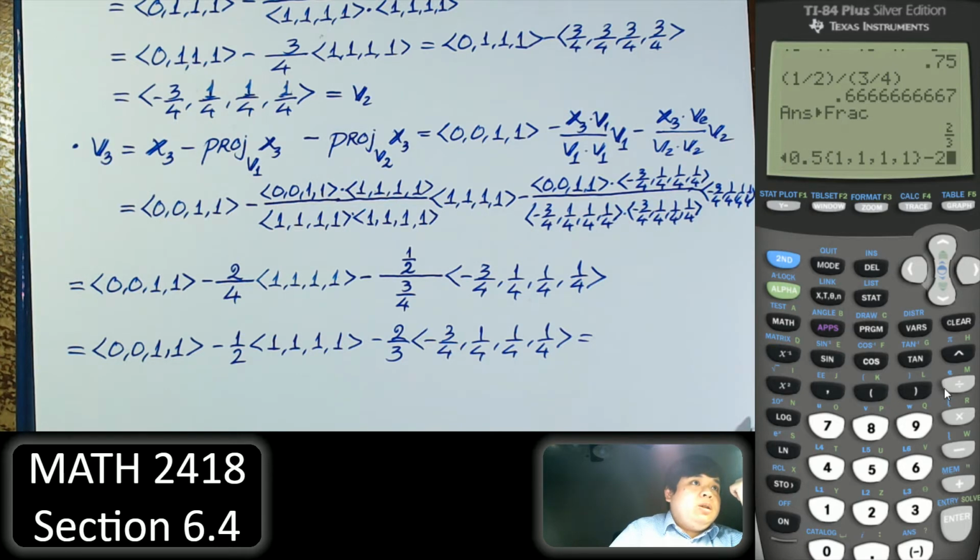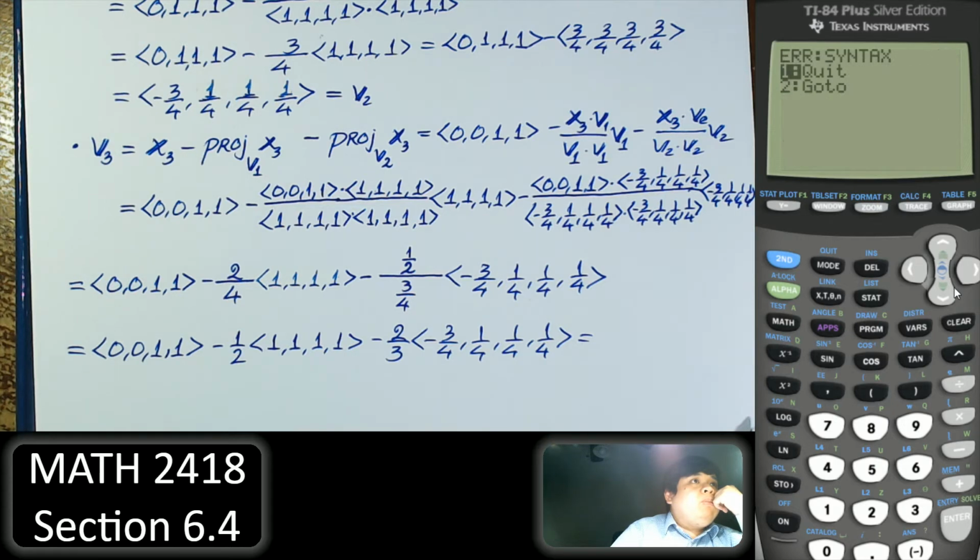Minus 2/3, times negative 3/4. I could enter just negative 0.75. 3/4, and then a quarter, 1/4, 1/4, and 1/4. Close curly bracket. Right.